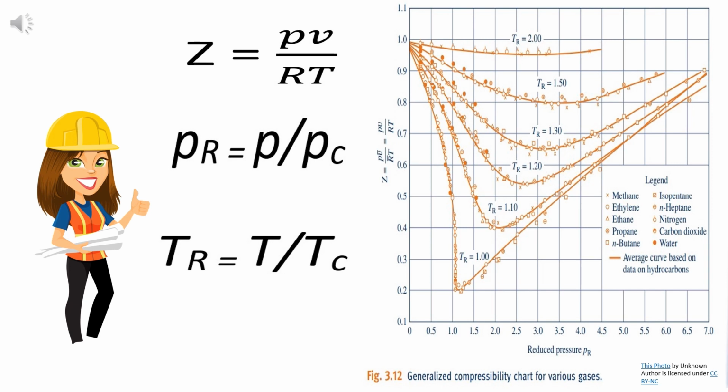The reduced pressure is the ratio of the actual pressure to the critical pressure, and the reduced temperature is also the ratio of the actual temperature to the critical temperature. Critical temperature and critical pressure are the quantities that our gases need to reach in order for phase change to happen. Whereas the actual pressure is the pressure exerted on the walls of the container by the gas.